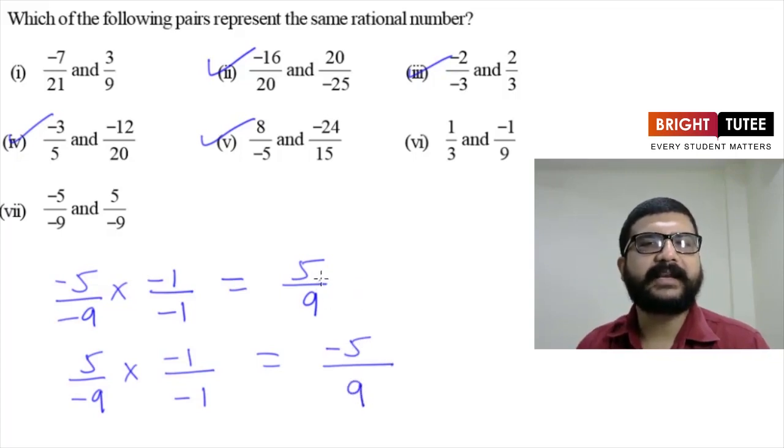So here we can say that standard forms are not equal, as one of the numbers is positive and another is negative. So therefore this pair is also not representing the same rational numbers.